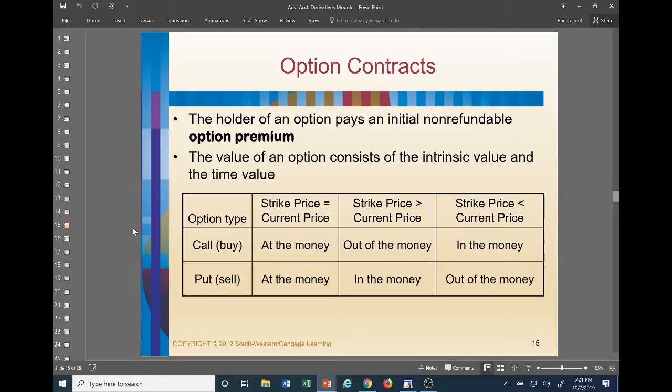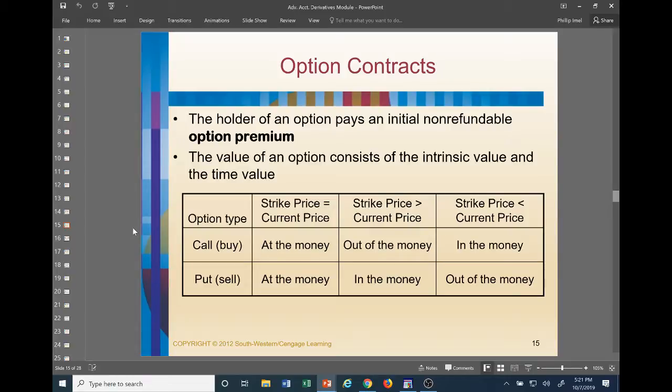So we can buy it lower and sell it higher, and the difference in the price would be our immediate gain. On the other hand, let's look at the put option. If the strike price is equal to the current price, once again we're at the money. Now what about if the strike price is greater than the current price? Then we're in the money.